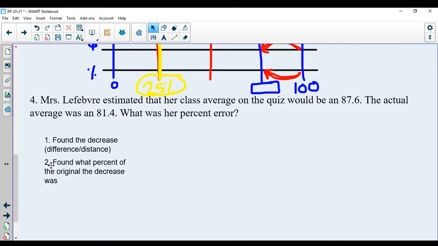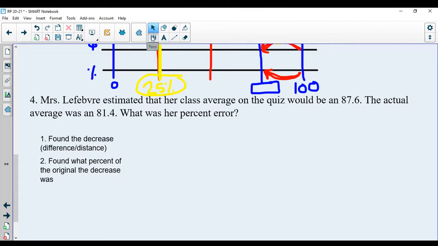Mrs. LaFave estimated that her class average on the quiz would be an 87.6. The actual average was an 81.4. What is her percent error? This one does not come right out and tell you what the original amount is. But we know that I made an estimate of what the scores would be. That's going to be before you took the quiz. And so this would have to be my original amount because it happened before I got the new amount.